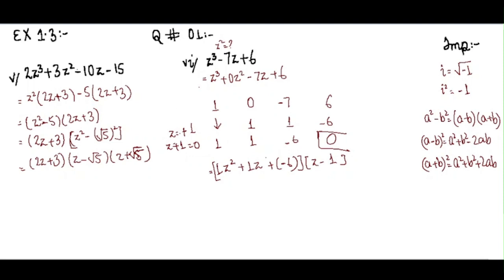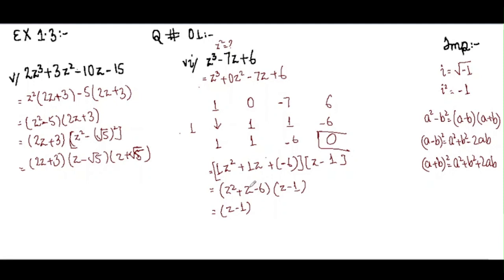Okay, so now we are just erasing it, and now we are going to do this. Equals z square plus z minus 6 into z minus 1. Now this has become a linear factor, so we are not going to factorize or divide it anymore. We are just going to write it as it is till the end of the answer, and here it is written z square plus z minus 6.